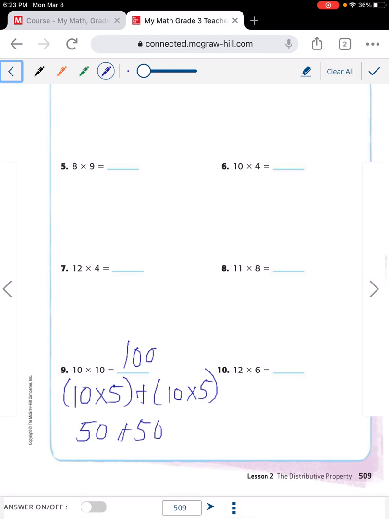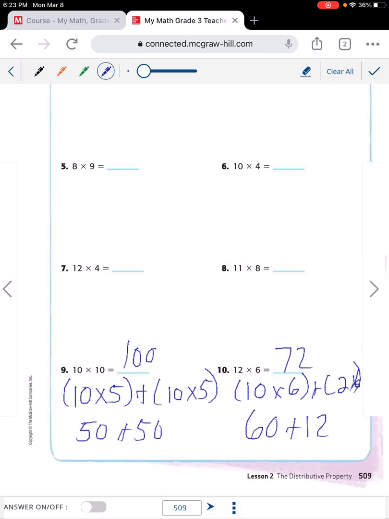Next, we have 12 times 6. I'm going to break the 12 down, make it smaller. 10 times 6 plus 2 times 6. Next, we have 60 plus 12. 60 plus 12 equals 72.